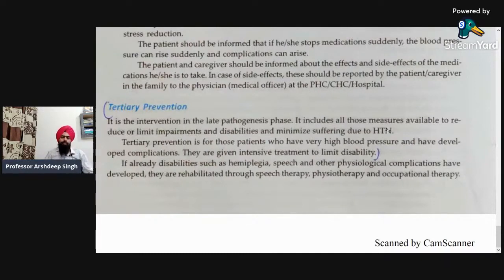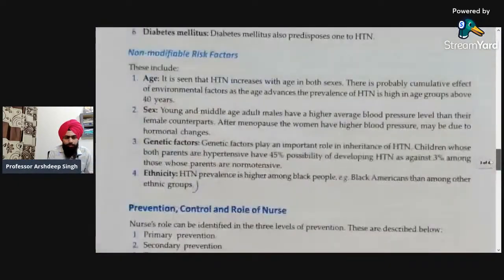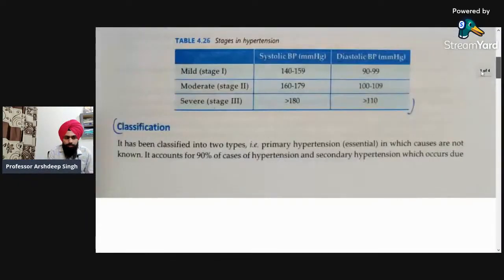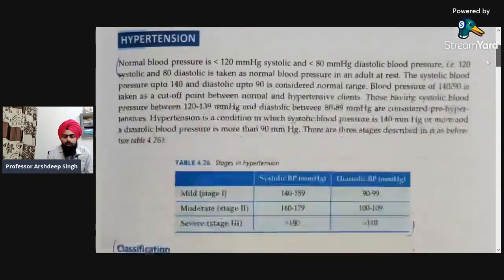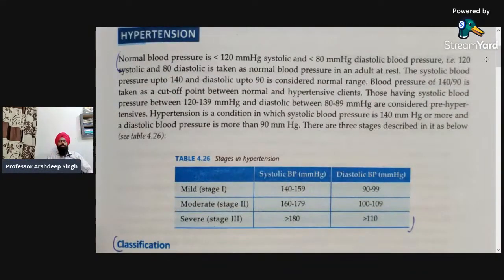Okay, so that was all about today's topic, hypertension. In today's topic, I have explained to you about hypertension, its introduction, its stages, its classification, and the scenario of hypertension at world level and at India level. Then the different types of epidemiological factors, like the modifiable ones and the non-modifiable ones, and last is prevention, control, and role of nurse. So that was about today's topic.